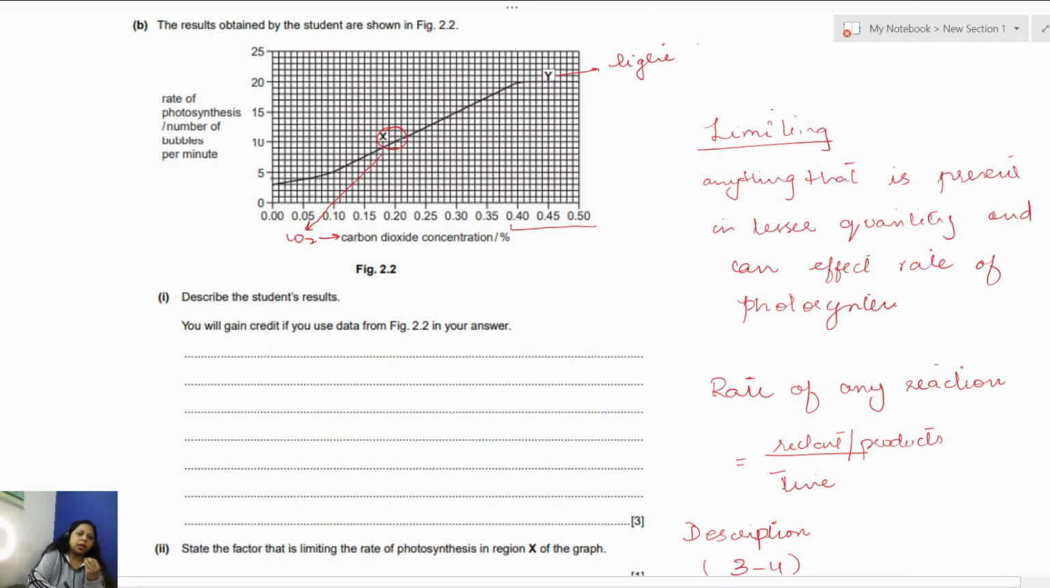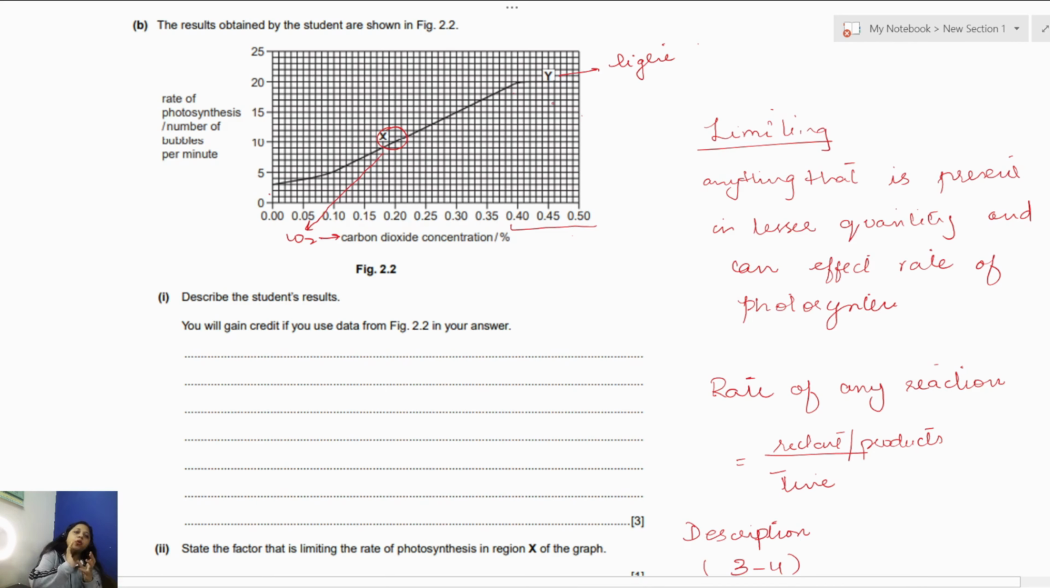It starts from 0% carbon dioxide. Then the highest is at 4%. Then after 4% of carbon dioxide, the rate becomes constant till 0.5%. You need to give how many bubbles are produced at each value. Like how many bubbles are there at 0.0%, how many at 0.4%, and how many are present at 0.5%. One more thing.